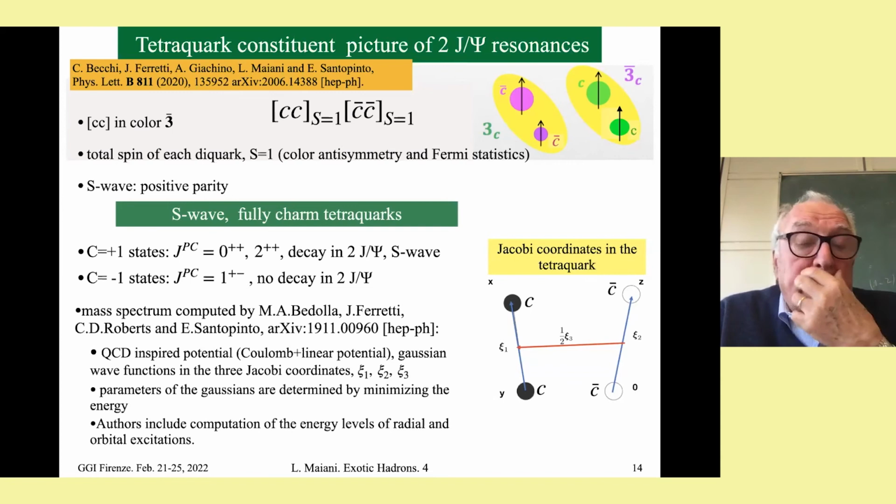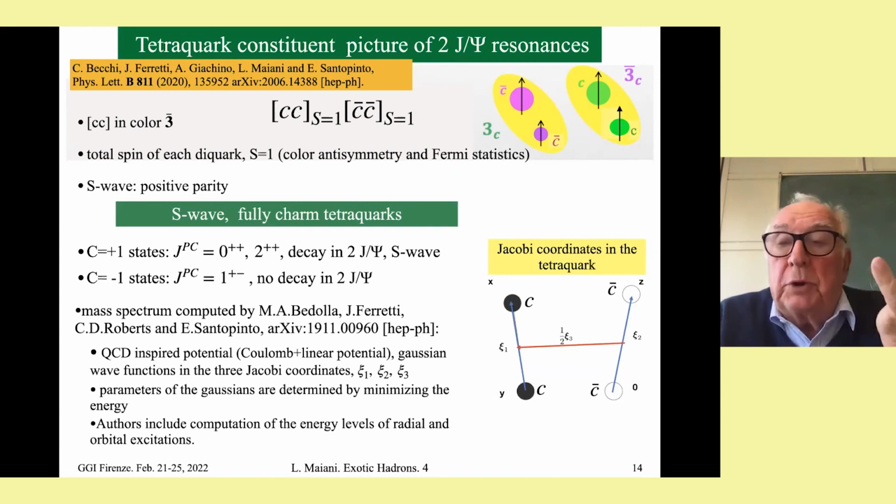So the lowest states are expected to be the 0++ and perhaps followed by the 2++, which are the most symmetric states you can do with this spin. Now, how can you compute the spectrum of a thing like that?